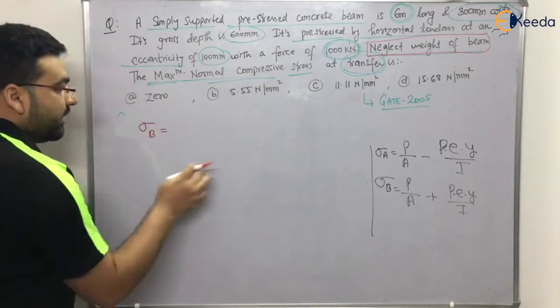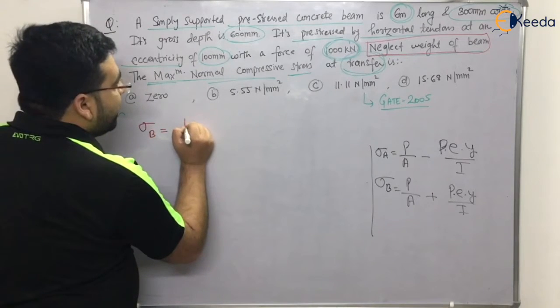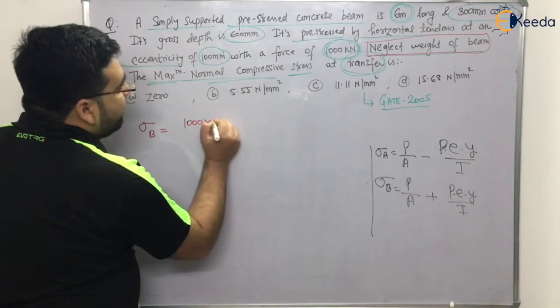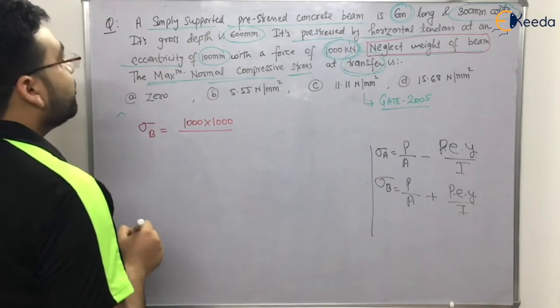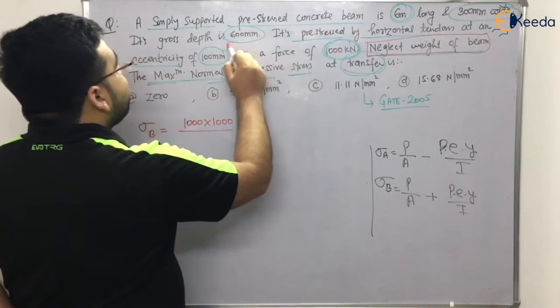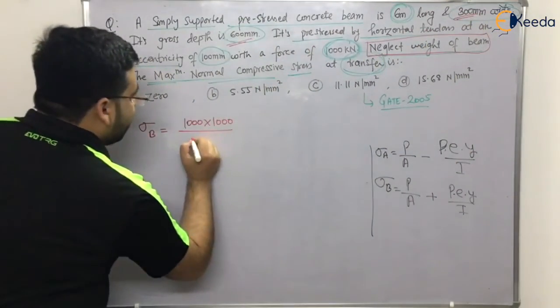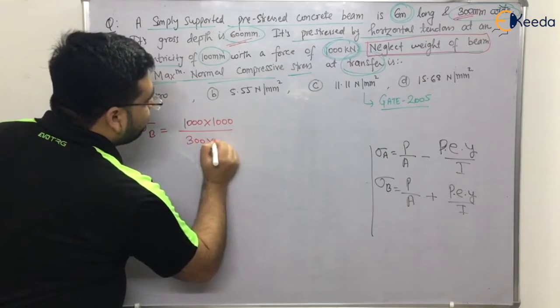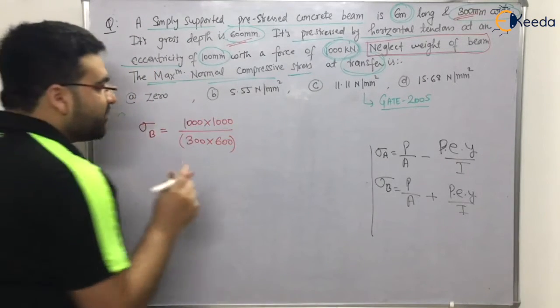I'll be explaining that, but first of all, let us solve this numerical. So P by A. How much is P? 1000 kilonewton; let me convert it into Newton, divided by area. How much is the area? You know that 600 mm is the gross depth and 300 mm is the width. So 300 into 600. This is the area, so these are the direct compressive stresses.